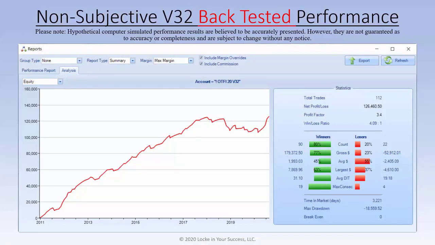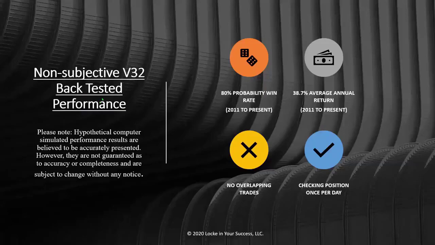And so we have a question here. What's the planned capital for those back testing results? So yeah, this does show in dollars actually. So $35,000 planned capital is what I do my back testing with. When we talk about our non-subjective V32 performance, we have an 80% win rate. Just to review, the average annual return on that is 38.7%, which is extremely impressive. Again, higher than a lot of income strategies that you'll see out there. This is done without overlapping trades, so we don't have that trade overlap. And this is also done checking the position once per day.